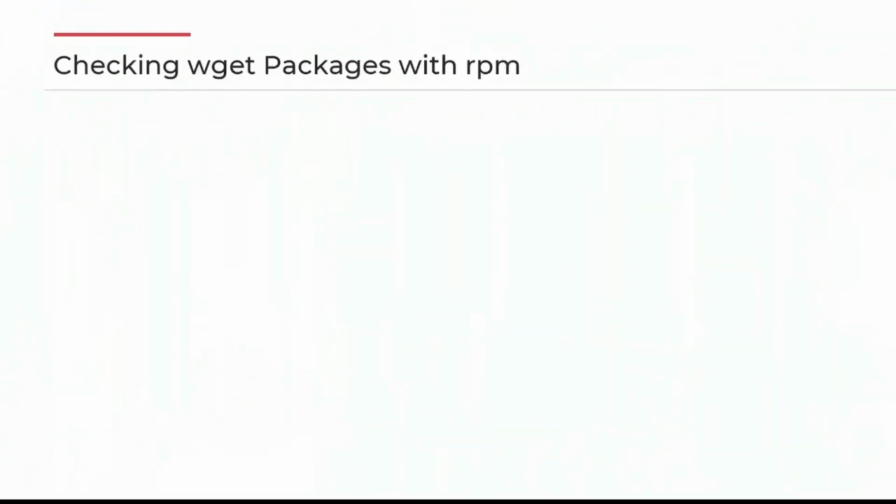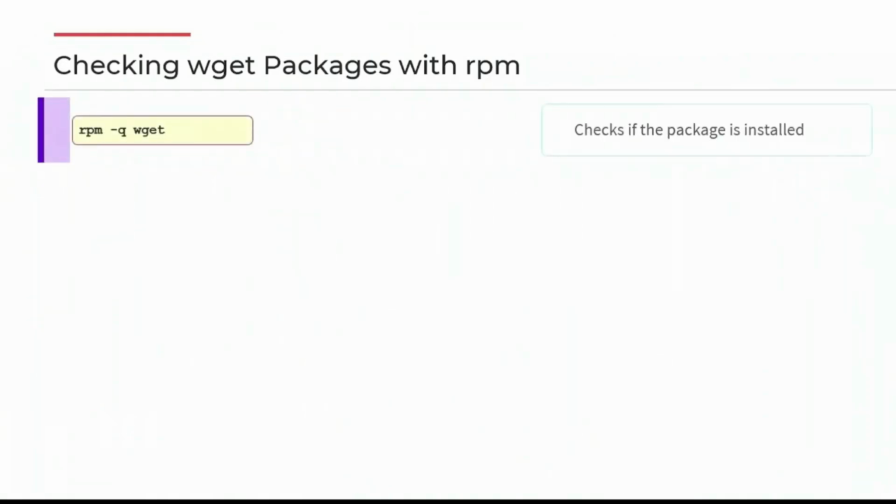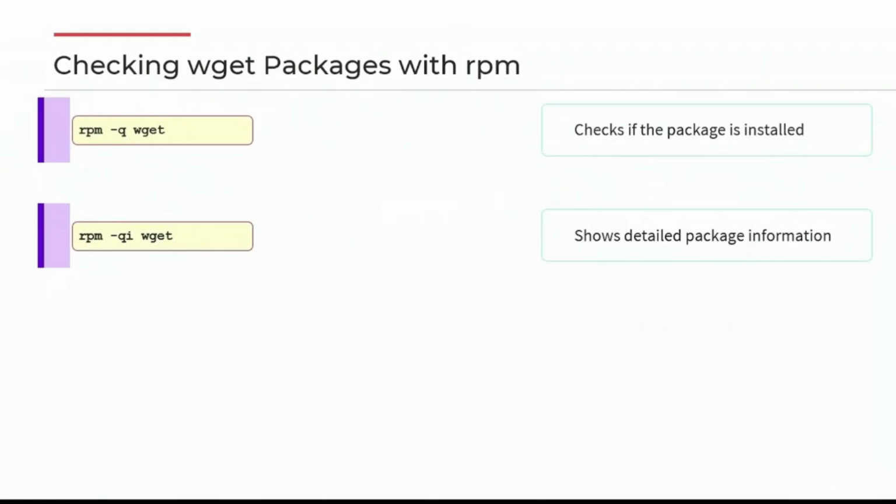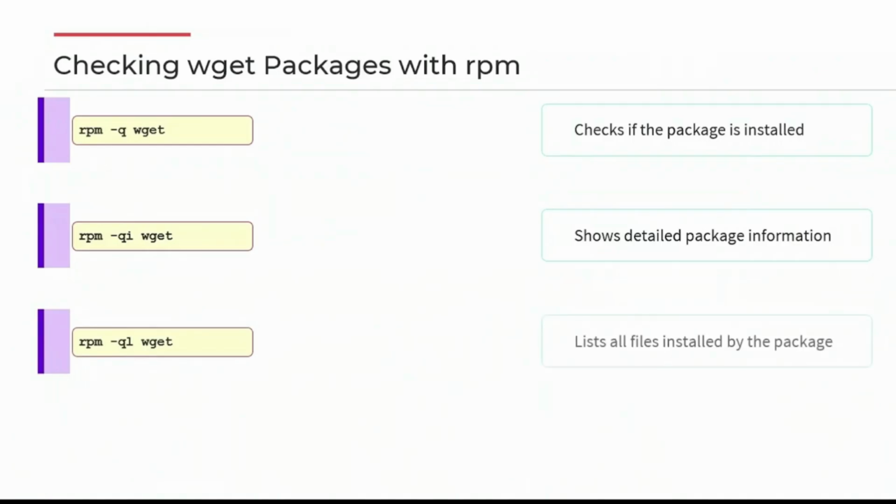So, how do you check if a package is already installed? Sometimes, you want to know if a specific tool is installed on the system or which version is available. Yum and RPM can both help with that. Here's how to do it using RPM, using wget as an example, a tool used to download files from the internet. rpm -q wget. This command checks if wget is installed. rpm -qi wget. It displays detailed information about the wget package. rpm -ql wget. This command will list the files installed by the wget package.